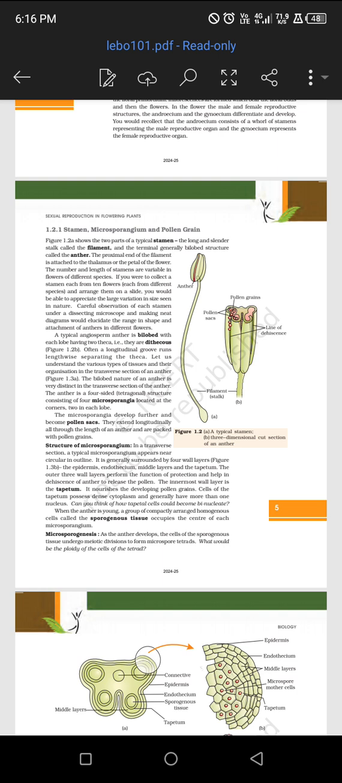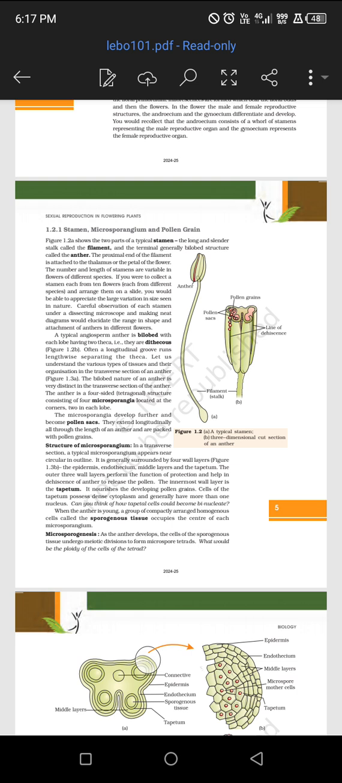And next, one important thing is its structure. How is it? Tetragonal structure is four-sided. So it consists of four microsporangia located at the corners, two in each lobe. As you can see, in each lobe, microsporangia is there. Okay, so you need to remember that it is a tetragonal structure. The microsporangia develop further and become pollen sacs. Okay, we can see the pollen sac is shown in the text, which was before a microsporangia, which developed into a pollen sac.